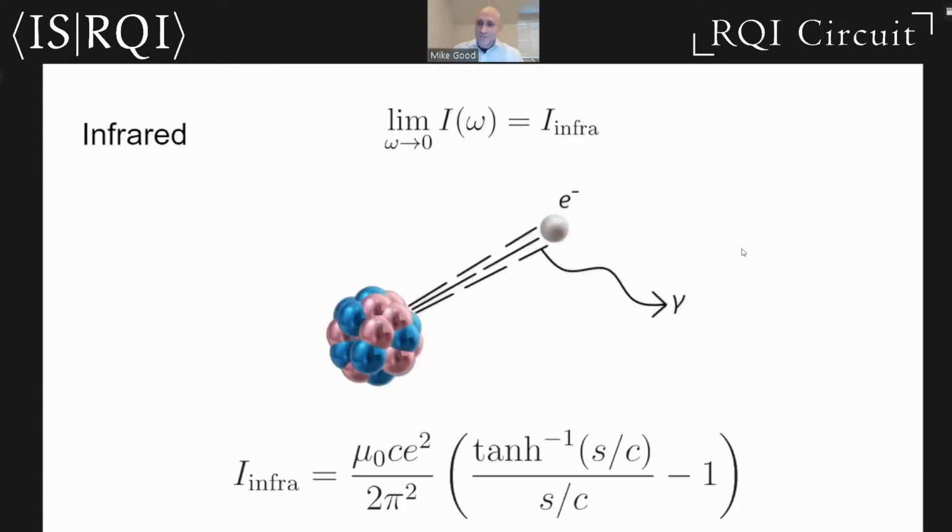So what's interesting is that if you take the color to be very, very red, super long wavelengths and very, very small frequencies, this infrared regime, you get a constant. And it turns out this is the infrared spectra for all scattering events. And so there's a bit of universality in this result, at least in the infrared regime.